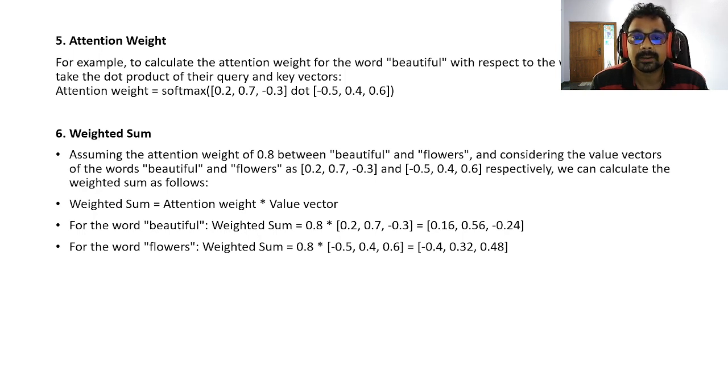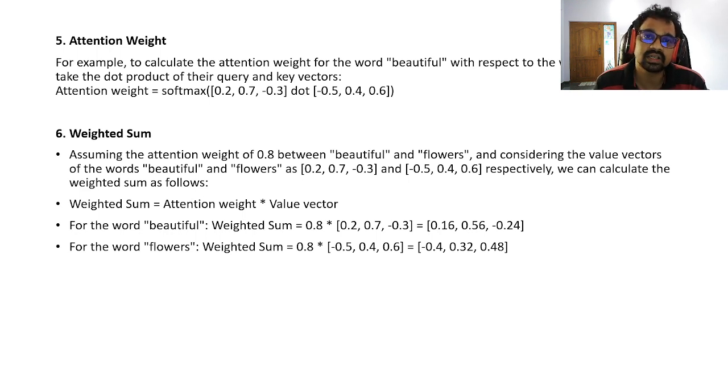By looking at the attention weights, we are able to tell the relationship between a pair of words. In this example, I assumed the attention weight is 0.8 between beautiful and flowers, which means there is a more contextual meaning between the words beautiful and flowers. If the attention weight is less, let's say 0.1 or 0.2 between the words, then the two words are not contextually related or not as important.